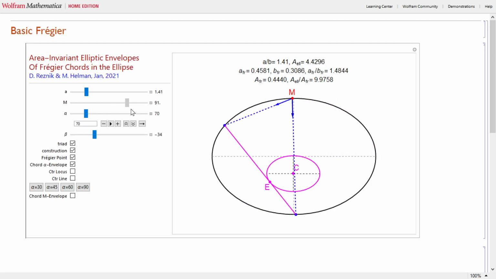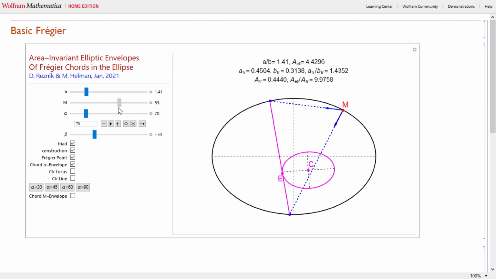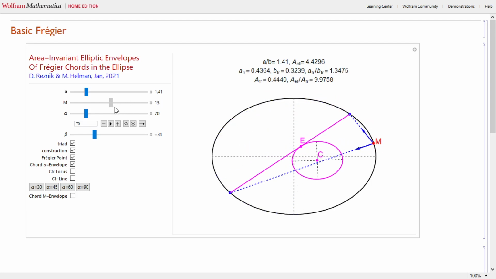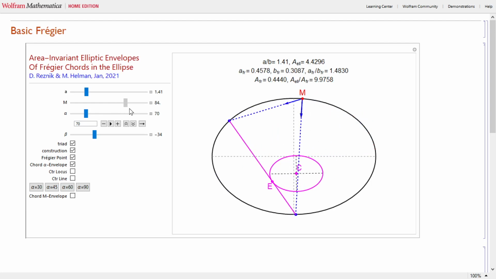If I move them on the boundary of the ellipse, I would get a different kind of ellipse. Okay? And what we did notice in the previous exercise was that over M, the area of these ellipses was invariant. Okay?